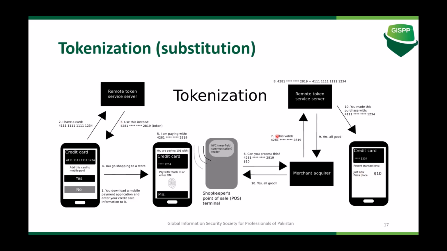So this way, if anything happens in this area, your actual credit card number is not stolen or compromised. What is compromised instead is the token number, which is non-sensitive information. It has no use to the hacker.